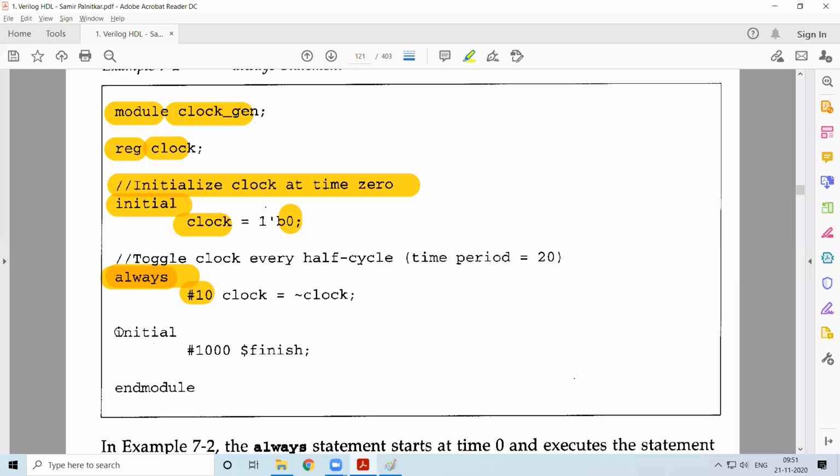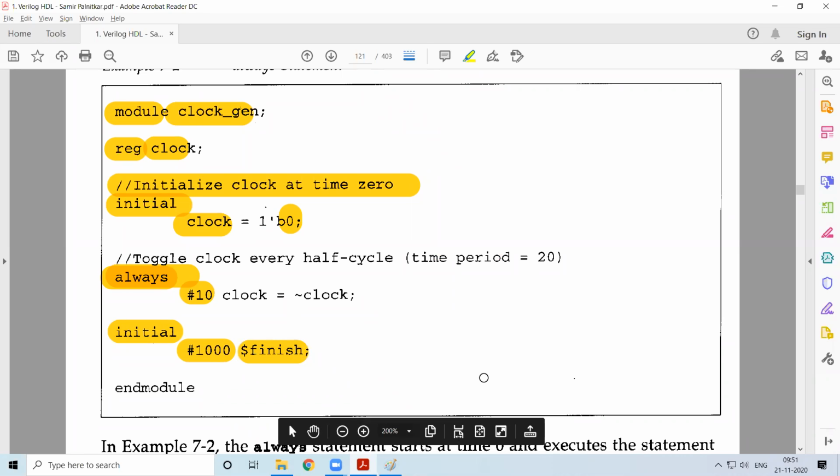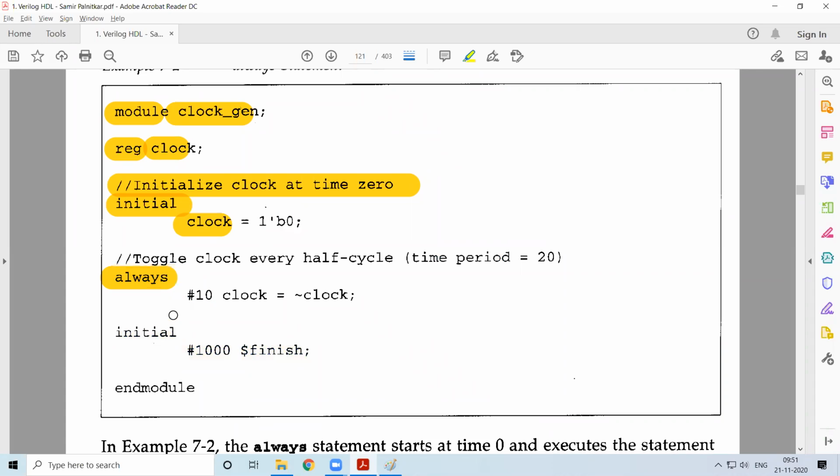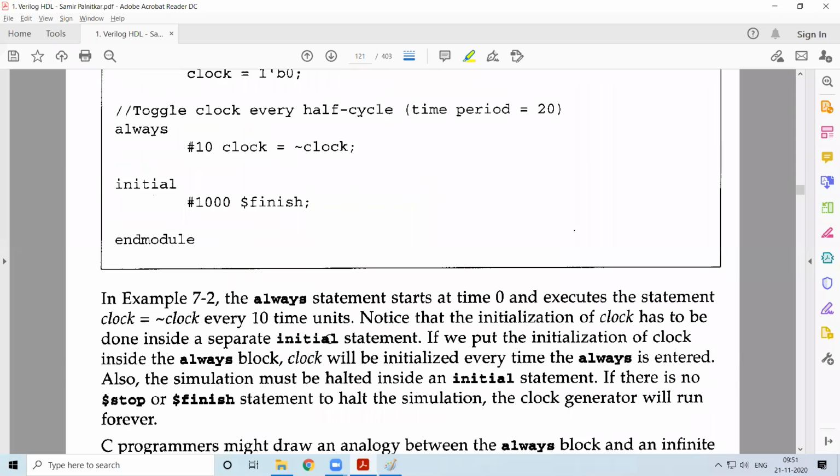Now there is another initial statement present over here, which specifies hash 1000. That is, you have a system task, dollar finish, which will finish the simulation. So now this gave you a hint of how we can go ahead by using the always statement.